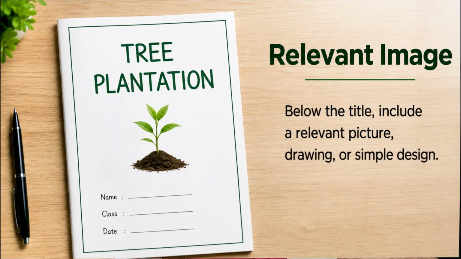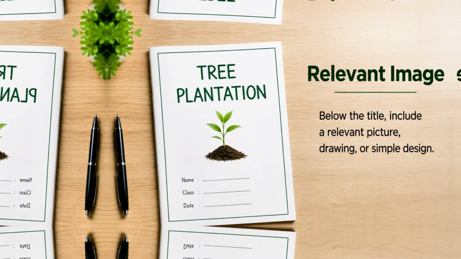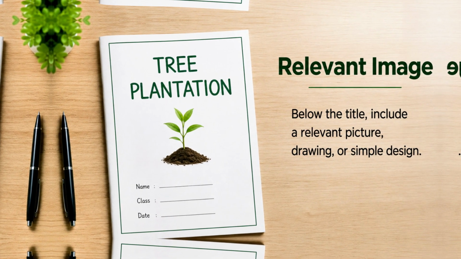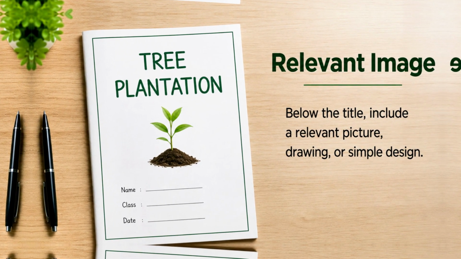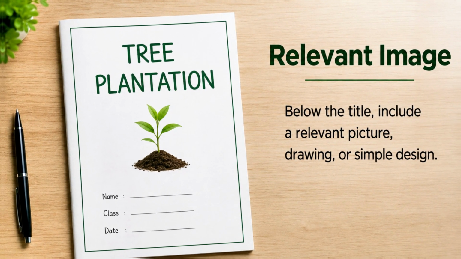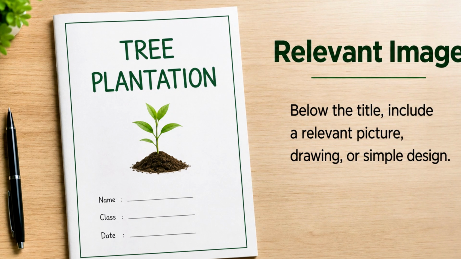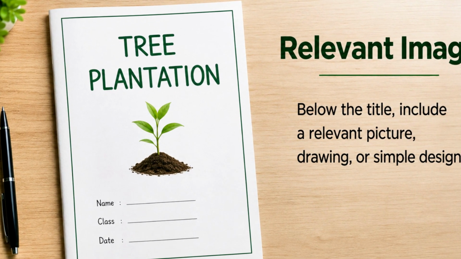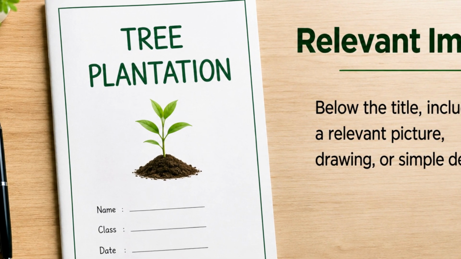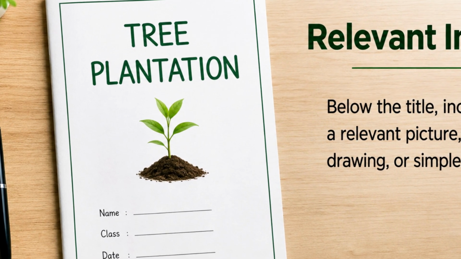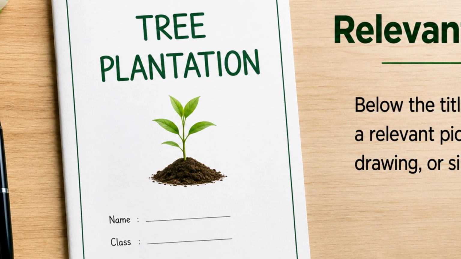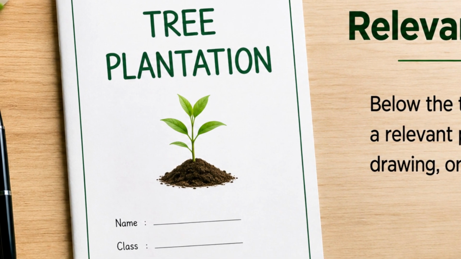Now, below the title, you may include a relevant picture, or maybe a drawing, or simply a design. For example, a project about tree planting may include a small drawing of a seedling, and a project about making a wooden item may include a neat sketch of the completed product. So the image should support the project's topic. It should not distract attention from the important details on the page. Now, one clear image is usually better than filling the entire page with decorations. It should be just one image that clearly shows what your project is about.